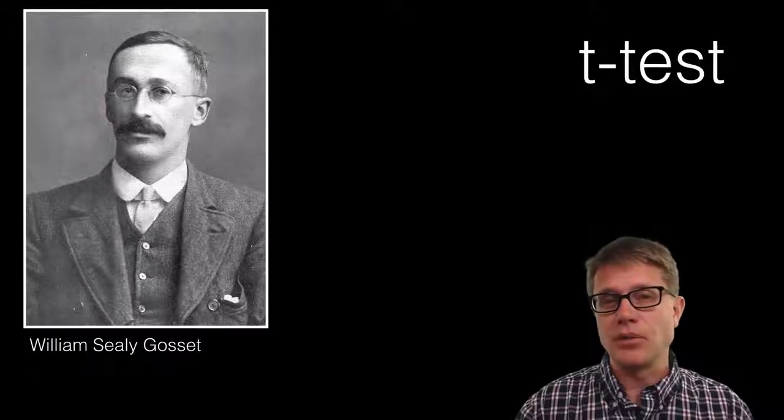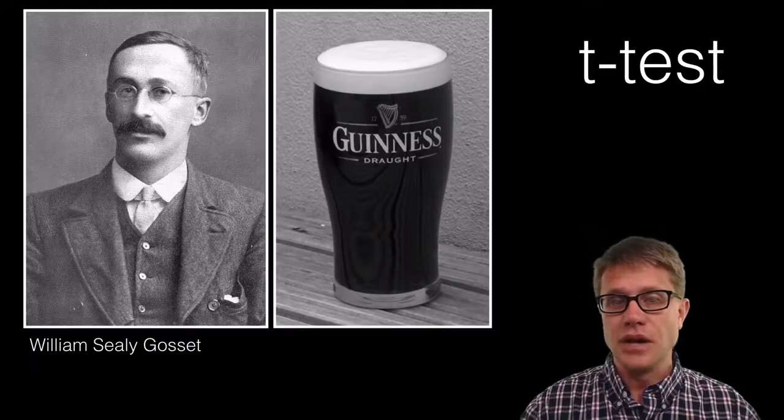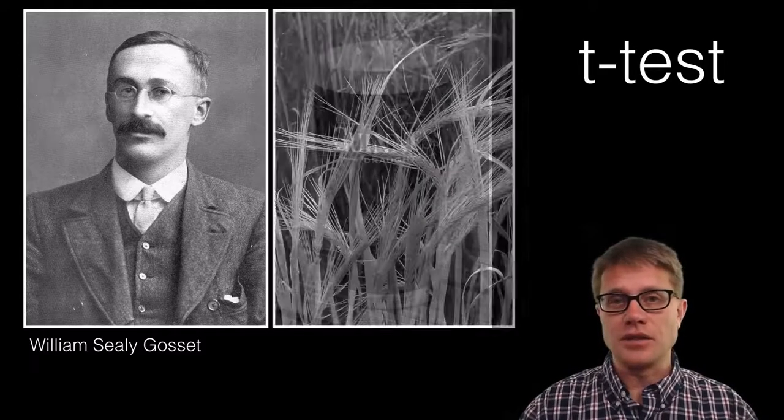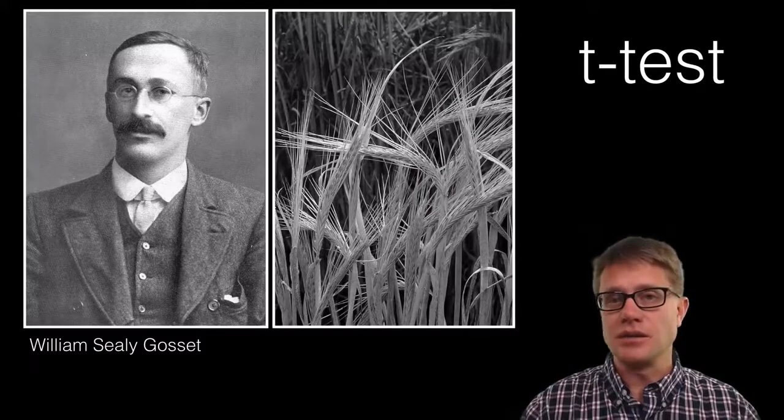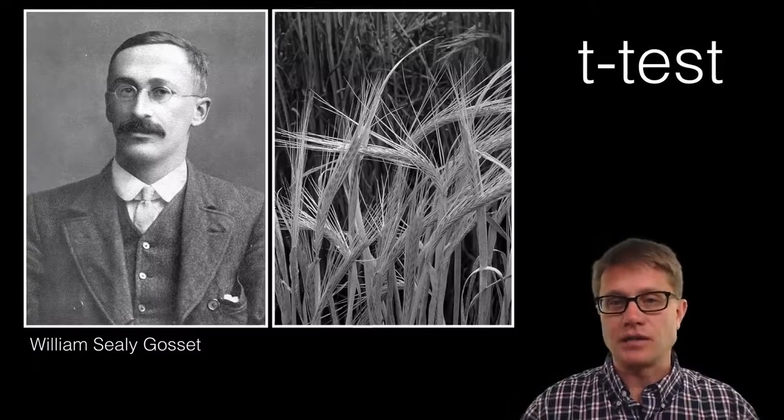The t-test was developed by William Sealy Gosset. He worked at the Guinness Brewery over 100 years ago, and he developed this test to determine things like the difference between barley yield.